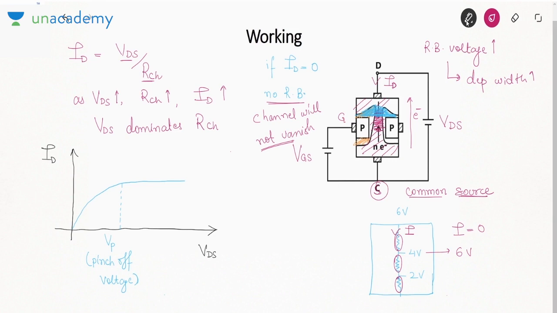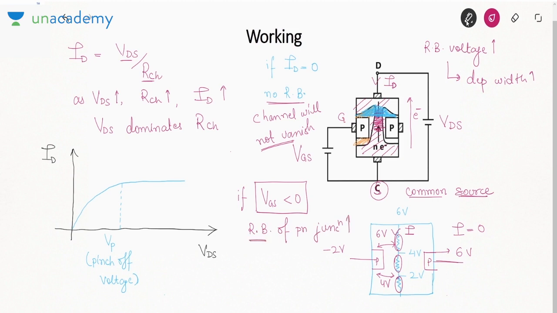Okay. Now what I showed you, that at the gate terminal we had applied 0 voltage. Now suppose I apply minus 2 volt. Then what is the reverse bias here? 6 volt. What is the reverse bias here? 4 volt. Earlier it was 4 volt and 2 volt. Now it is 6 volt and 4 volt. So what I'll say? If VGS is less than 0, reverse bias of PN junction increases.